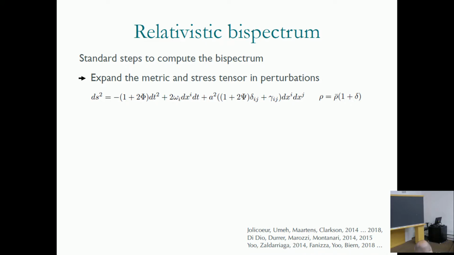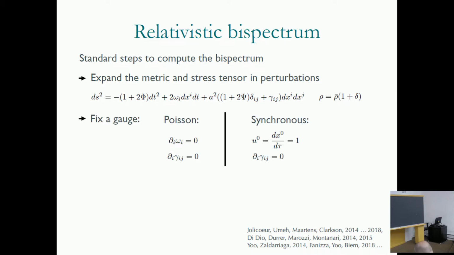And that's just an example of the usefulness of the bispectrum. So how would you compute the relativistic bispectrum? The first step is that you expand the metric and the stress tensor to second order in perturbations. So you take a perturbed Friedmann-Robertson-Walker and you compute. The second step is you fix a gauge, and there are several popular gauges. One of them is the Poisson gauge, which many people are familiar with, or the synchronous gauge, which is defined by the fact that your coordinate time is the proper time of each observer. So that's your gauge condition.